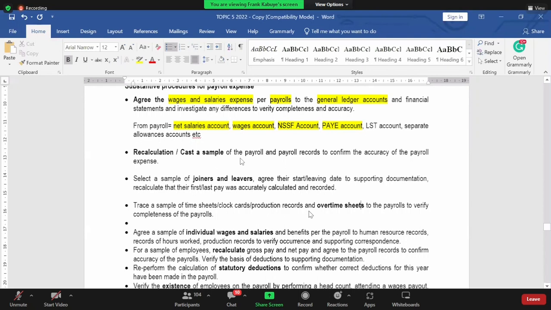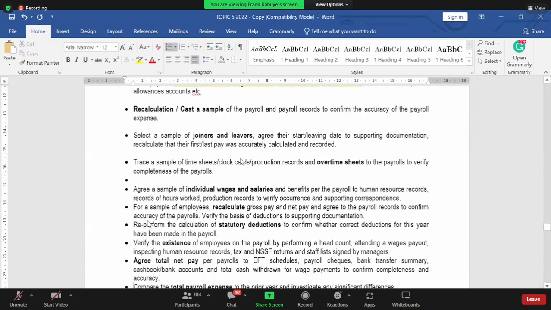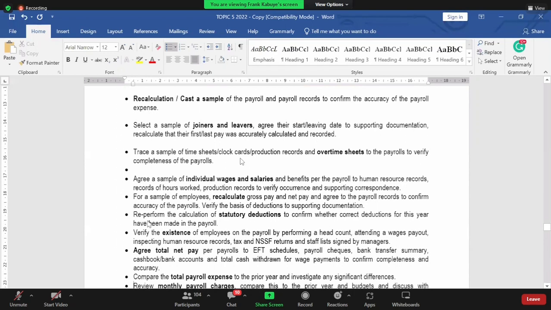Then for the individual salaries and wages, make sure that they match with the contract. So you're going to compare the contract to the payroll, or agree the contract rates to the payroll. But you can also select a sample of employees from the payroll and check whether they have contracts and the salaries that they're being paid are in line with what was agreed upon in the contract.